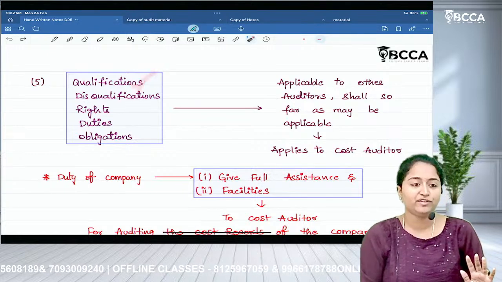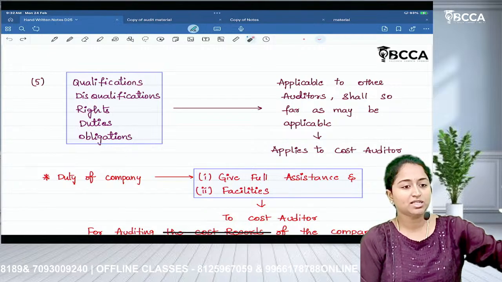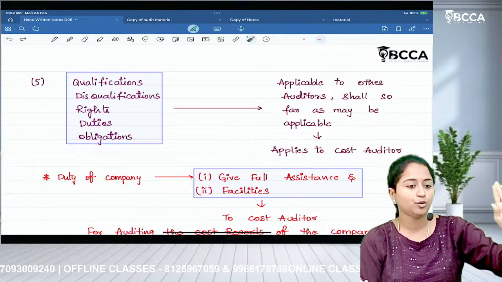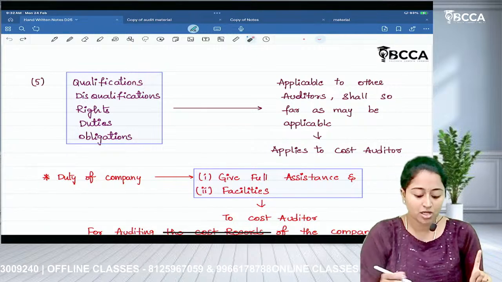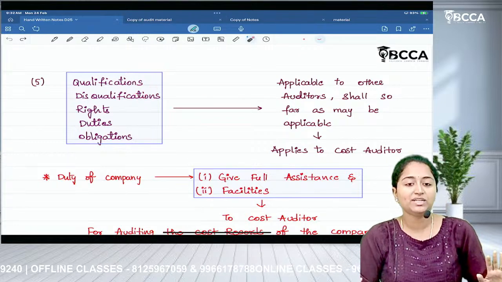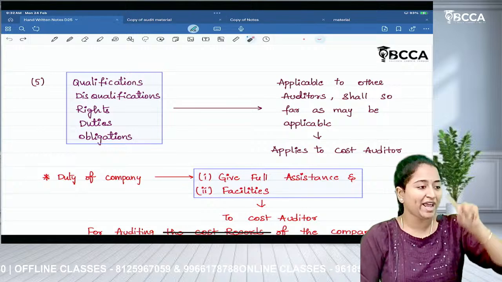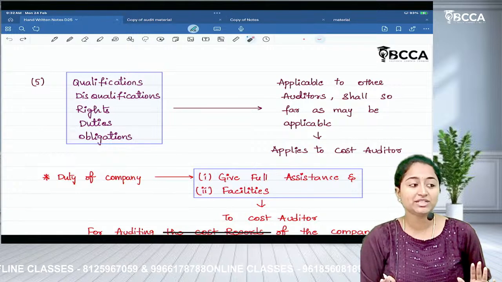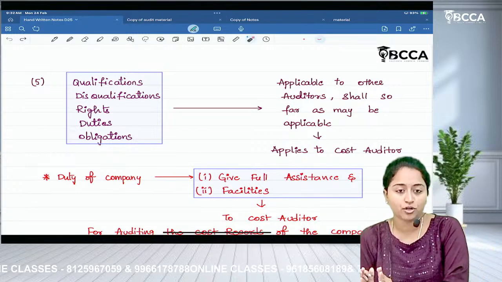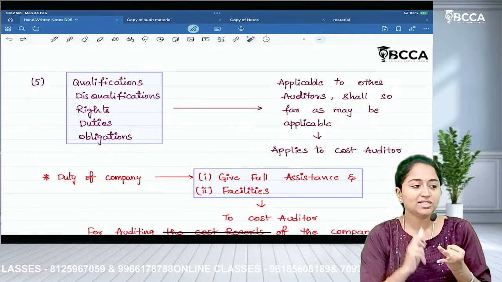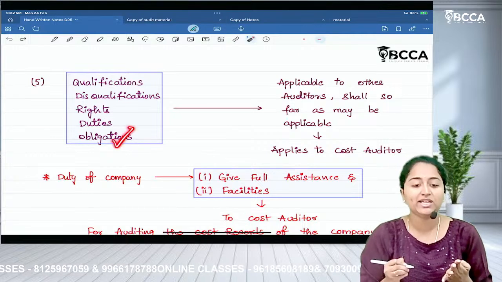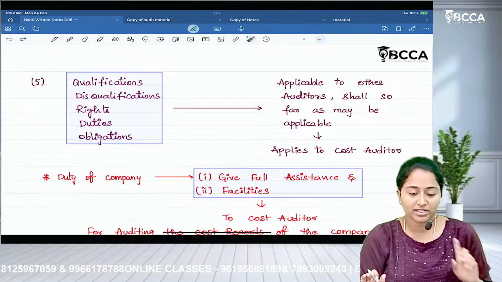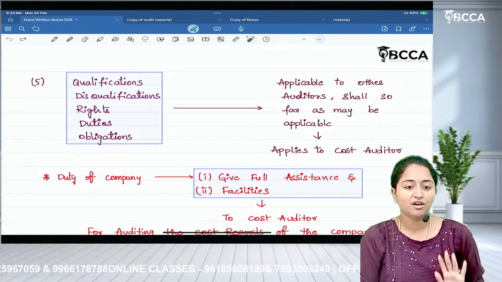Now, what are the qualifications? That they have to be appointed by a certain categorization. Now, if they are to be appointed by the board of directors, they have to be appointed by the board of directors only. That will be the qualification. Now, what will be the disqualifications? Like common disqualifications, an auditor cannot disclose any internal information to the outside world. So these are the common things which are applicable to all auditors, not only specially for the cost auditor. If there are any qualifications, disqualifications, rights, duties and obligations which are equally applicable to all auditors, those will also be applicable to the cost auditor. That has been told under section 148 subsection 5.